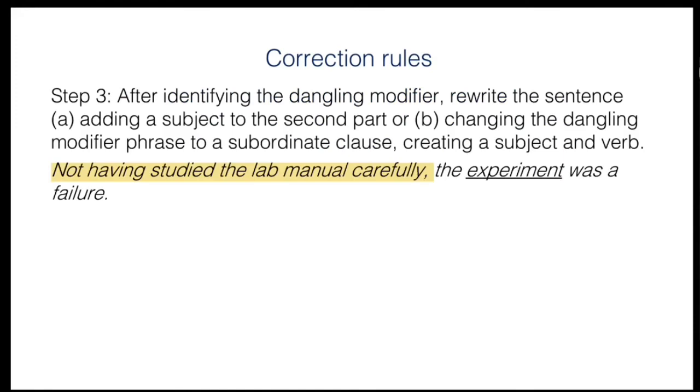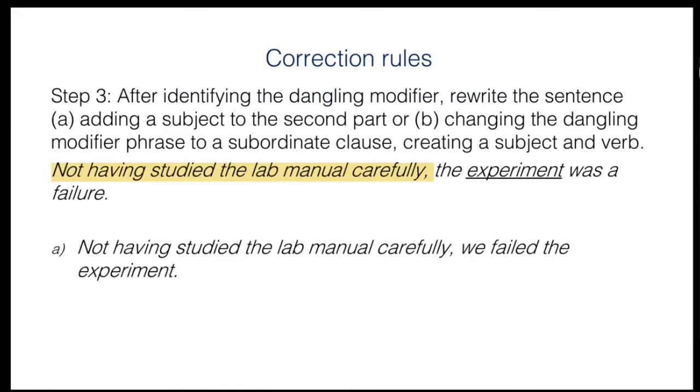Like this is our example. You rewrite like this: not having studied the lab manual carefully, you add who, the subject. We failed the experiment. So, of course, you need to change the construction then. And you introduce a new subject. It could be we, it could be maybe something else, well, that depends, right?